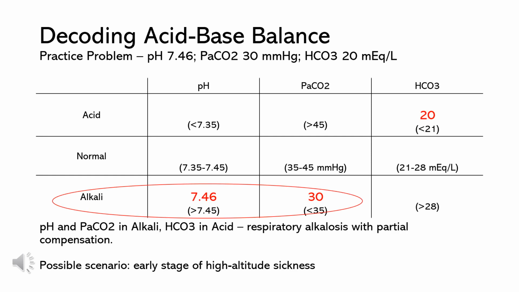Now let's look at this problem by placing the answers on the grid. So we have 7.46, that's alkali for the pH because it's greater than 7.45. We have PaCO2 of 30, that is less than 35, so that is also alkali. Recognize that although they're on the same line, they are moving inversely. The pH is high and the PaCO2 is low. Then we've got the bicarb up there with 20, which is in the acid low. So we've got respiratory alkalosis with a partial compensation. The possible clinical scenario is an early stage of high altitude sickness.